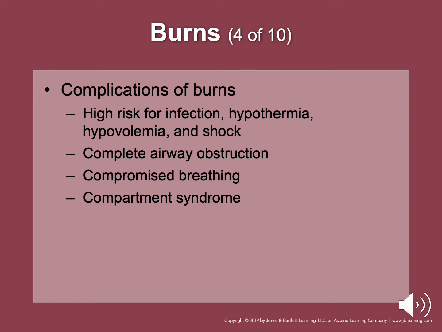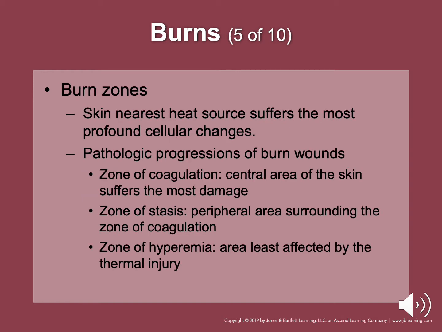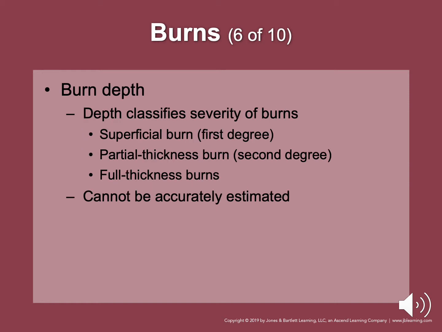Burn zones: the skin area closest to the heat source suffers the most profound cellular changes. The zone of coagulation is the central area of the skin that suffers the most damage. The zone of stasis is the peripheral area surrounding the zone of coagulation. The zone of hyperemia is the area last affected by thermal injury. Burn depth: severity of burns is classified according to depth. First degree burns involve only the top layer of the skin, which is the epidermis. Okay, so a lot of times we're looking at maybe a sunburn.